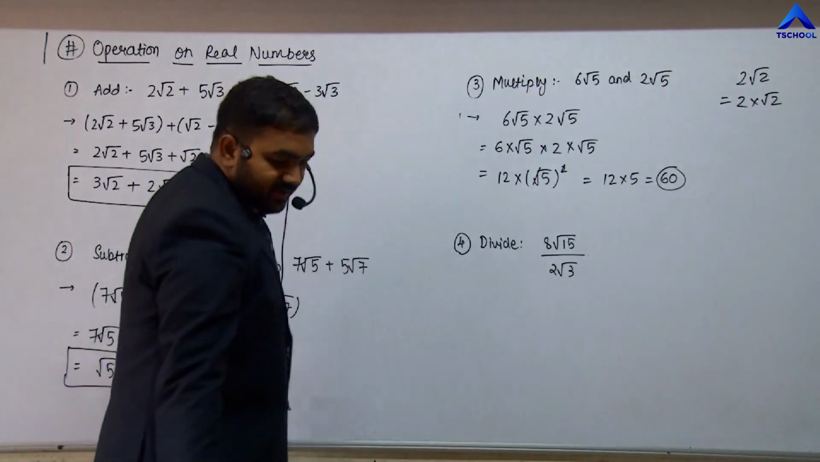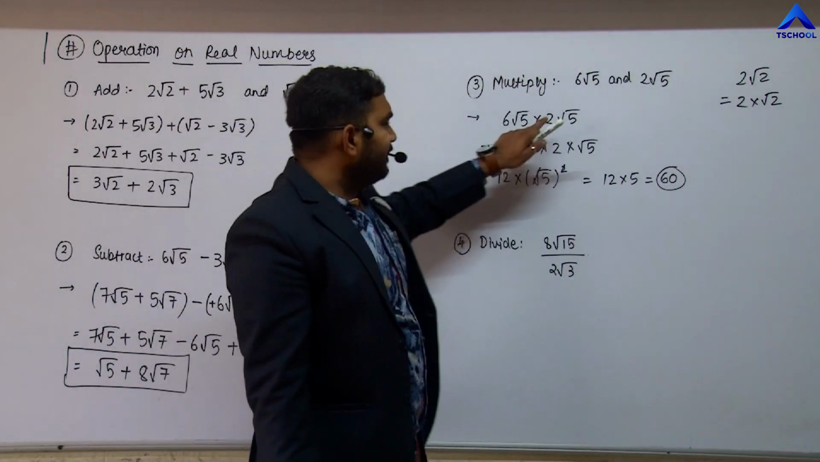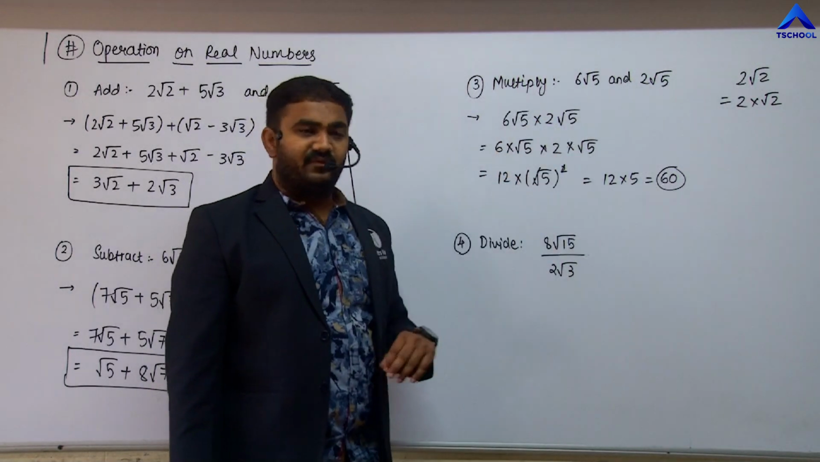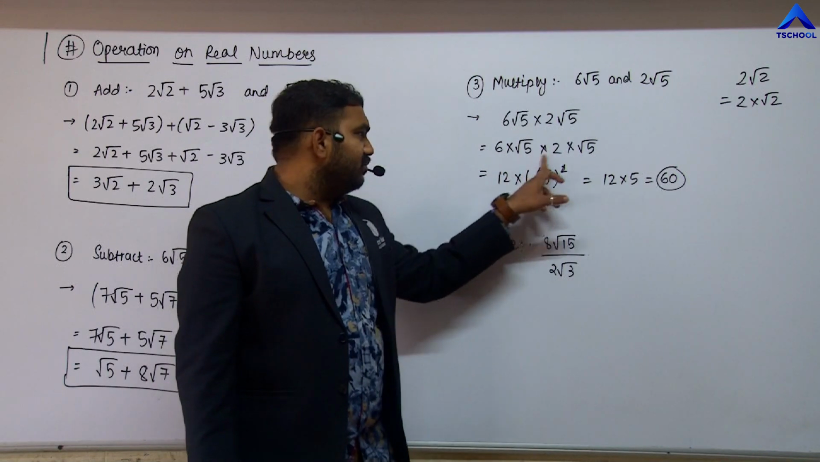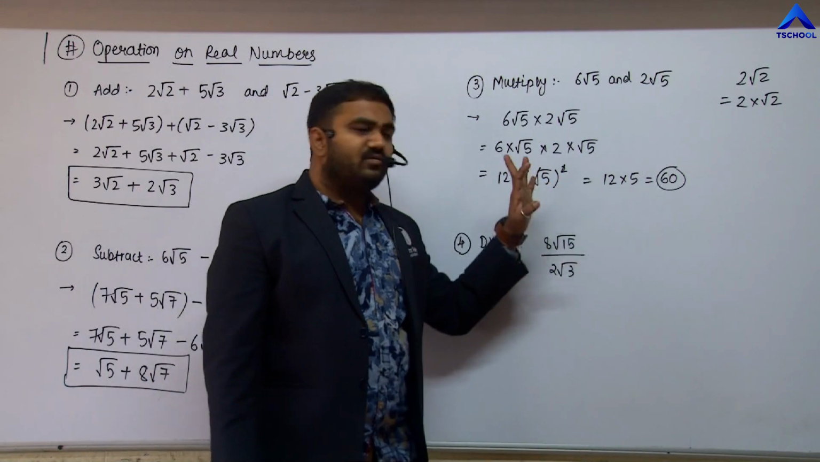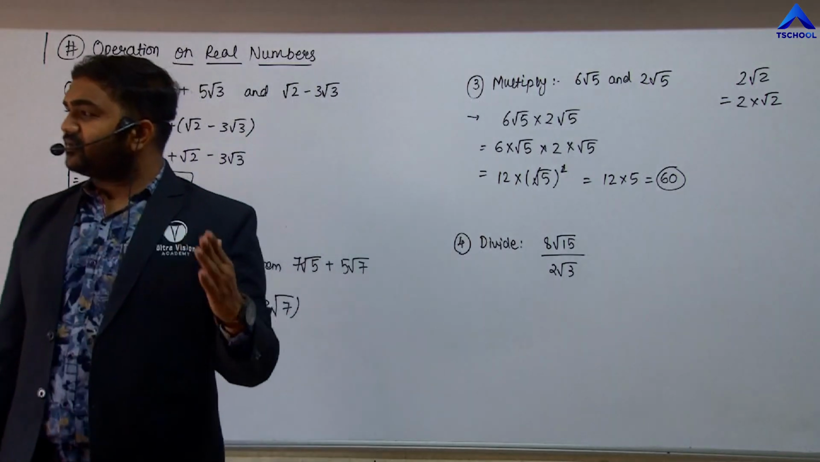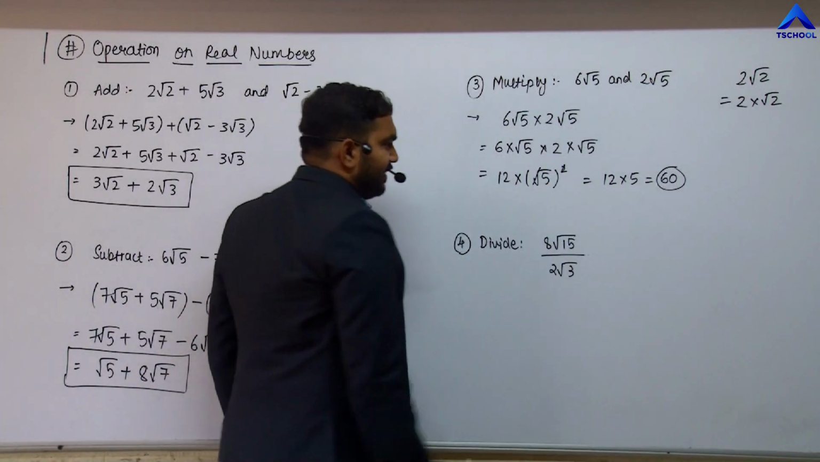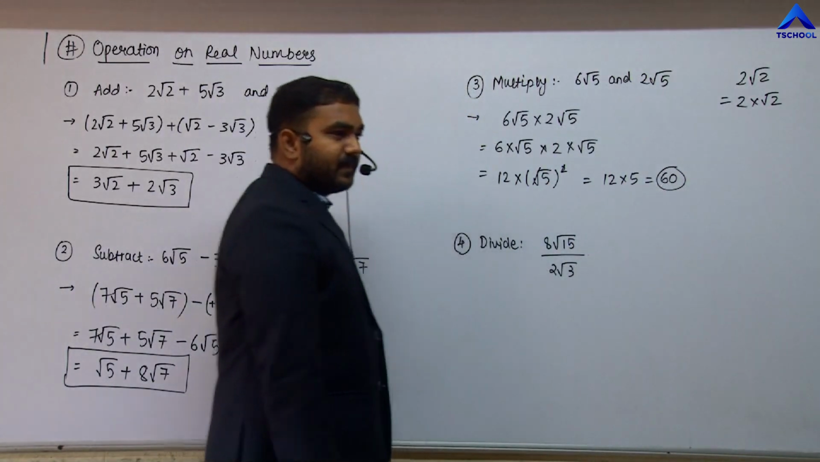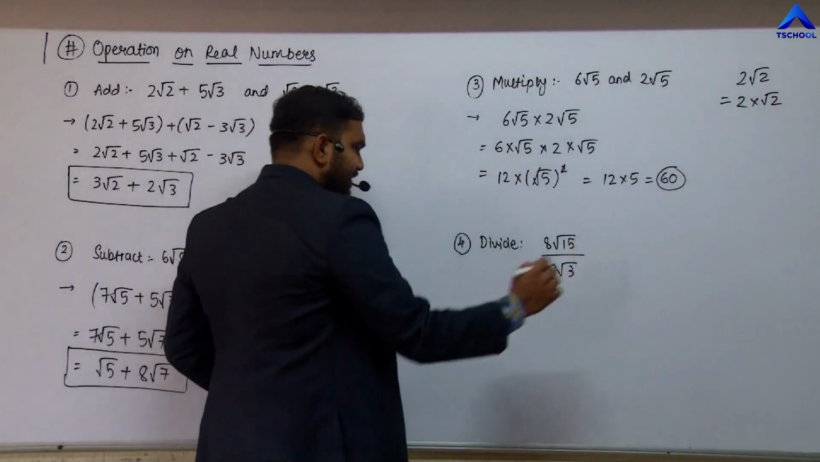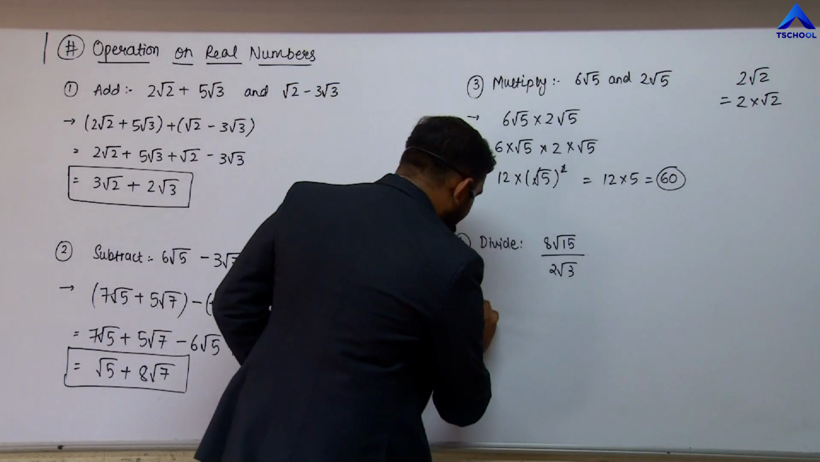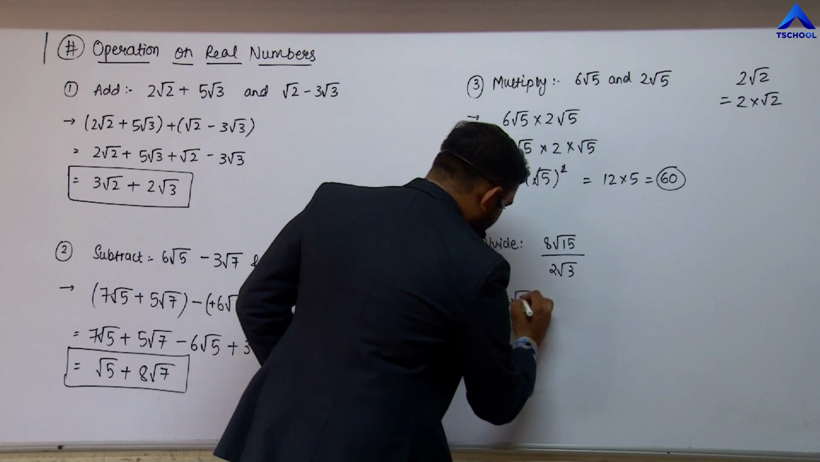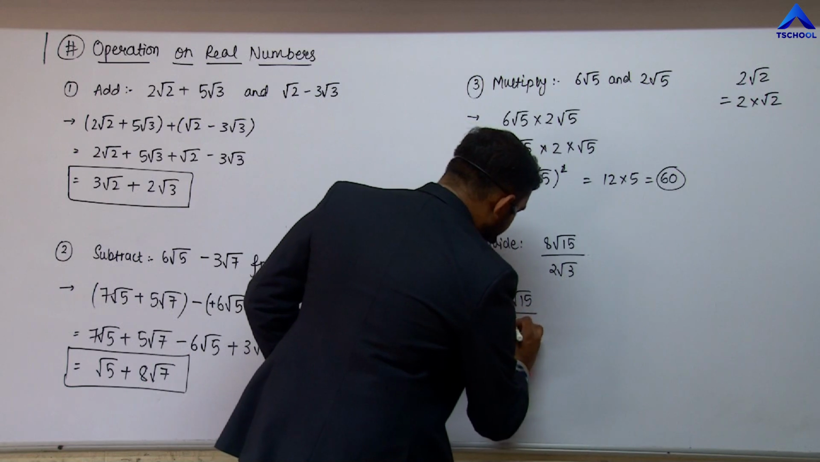So friends, again 6 root 5 into 2 root 5, that is 6 into root 5 into 2 into root 5. 6 into 2 is 12 and root 5 into root 5 will be 5, or root 5 square. Root 5 square, that means the root and the square both will be cancelled and hence we get this as 60. Is it clear? Okay. Now in the next example, we are having to divide here. That means 8 into root 15 multiplied by 2 into root 3.